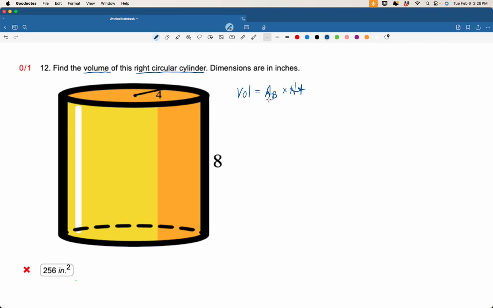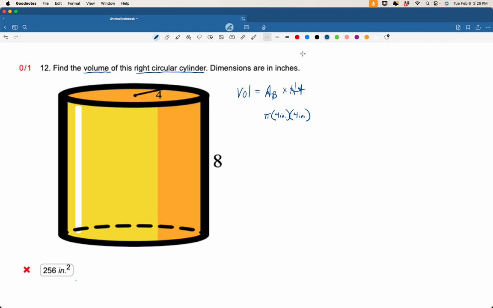So the area of the base, we have the area of the base is a circle. And we are told that we have a radius of 4, and it's in inches. So the area of the base is going to be the area of a circle. So the area of a circle is pi r squared. So pi, and then our radius is 4 inches. So r squared is 4 inches times 4 inches. And then we multiply that, this is the area of the base, times the height.